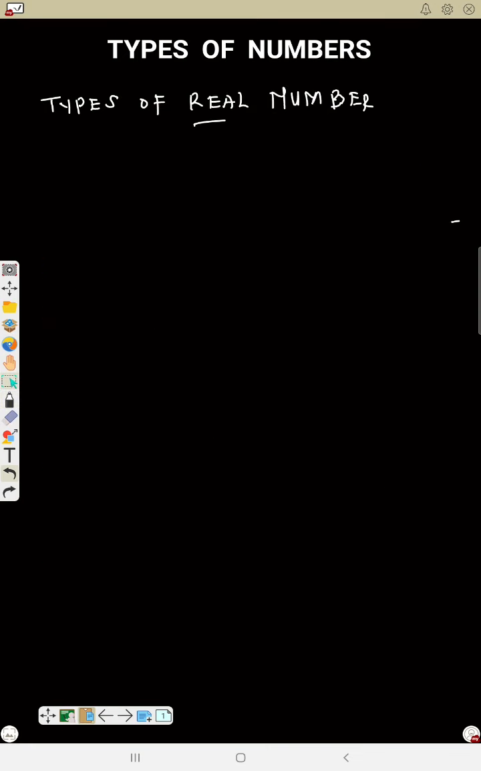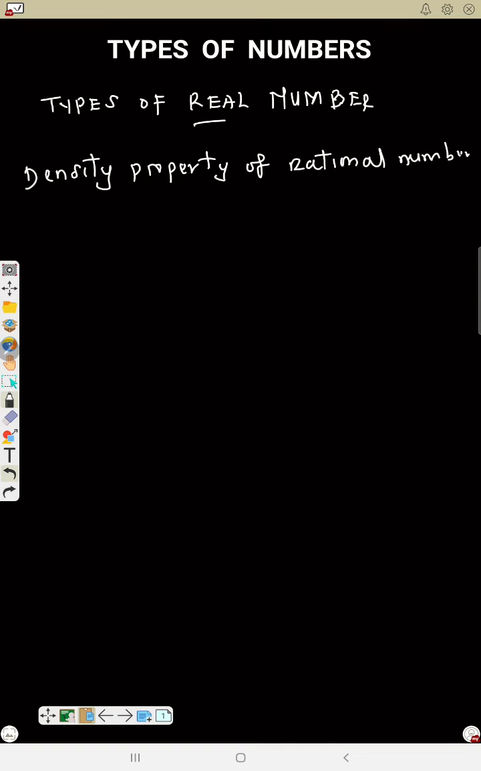So now let's say density property of rational number. From this part, we learn that between any two rational numbers, there exist infinite rational numbers.